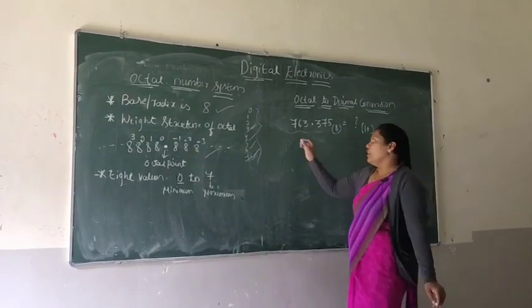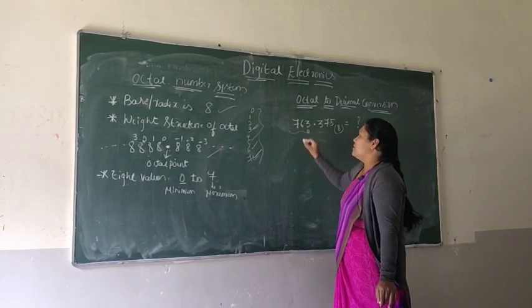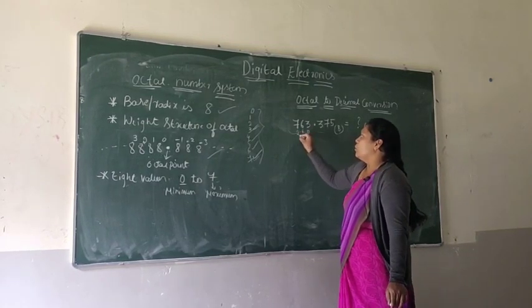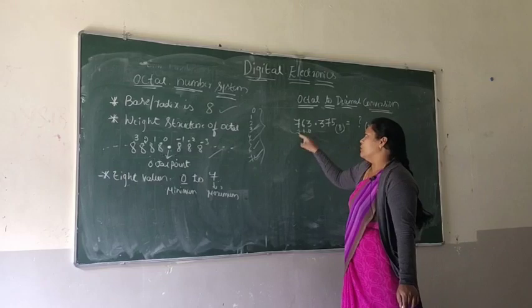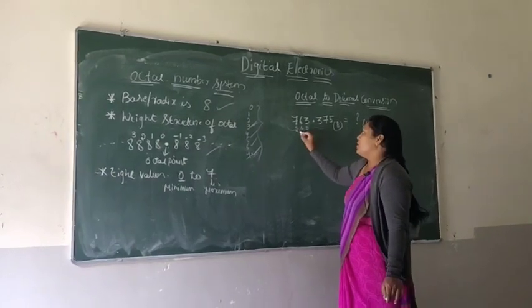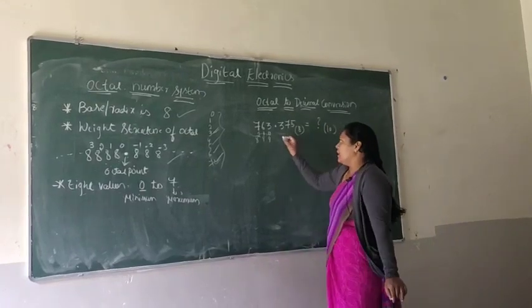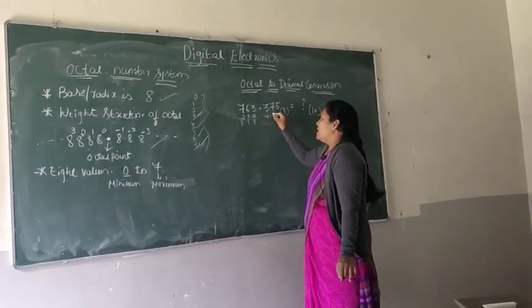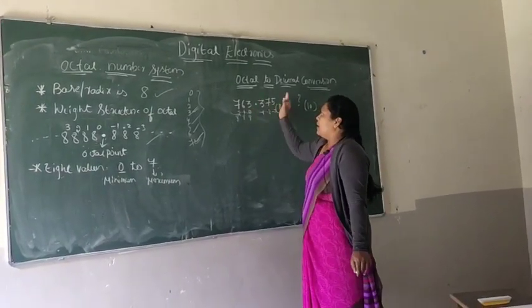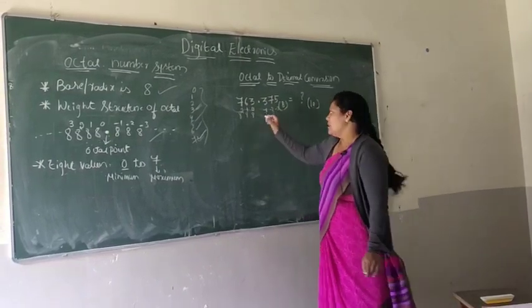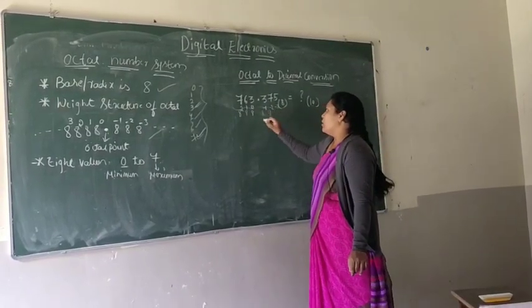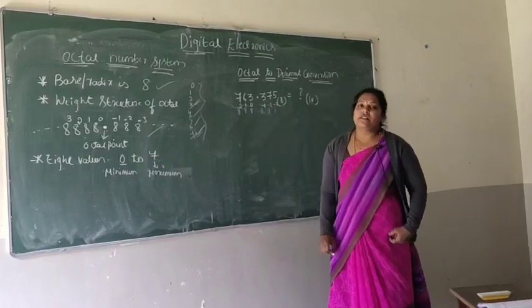When you are converting, you have to write it here. The integer digits are in the places 0, 1, 2, that is 8 to the power of 0, 8 to the power of 1 and 8 to the power of 2. Here on the right of the octal point it is minus 1, minus 2, minus 3, that is 8 to the power of minus 1, 8 to the power of minus 2, 8 to the power of minus 3.